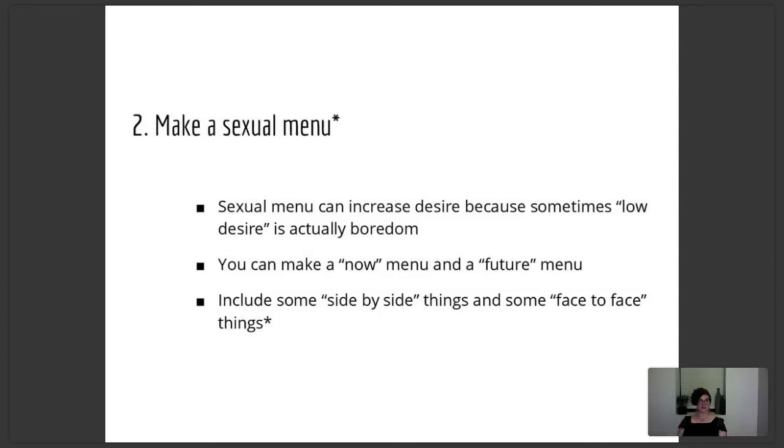And then one more thing I want to say is including some side-by-side things and some face-to-face things. And what I mean by that, side-by-side things are things that you can do together, but they're not towards each other. For example, reading erotica out loud to each other or watching porn together. And some face-to-face things would be things that you are doing towards each other. So that might be sharing what your fantasies are with the other person or role-playing, for example.